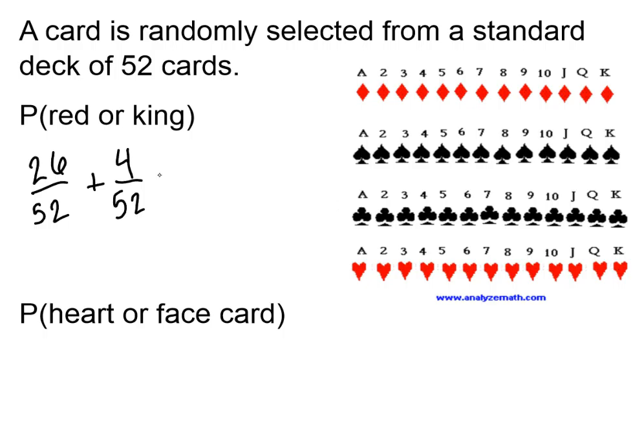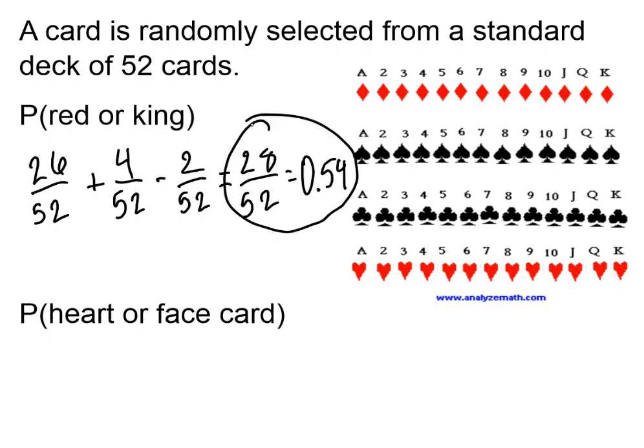And the probability of pulling out a red king would be 2 out of 52 because there are 2 red kings, the diamond king and the heart king. So 26 plus 4 is 30, minus 2 is 28. So 28 out of 52 comes out to approximately 0.54. So close to 50% chance of pulling out a red card or a king.